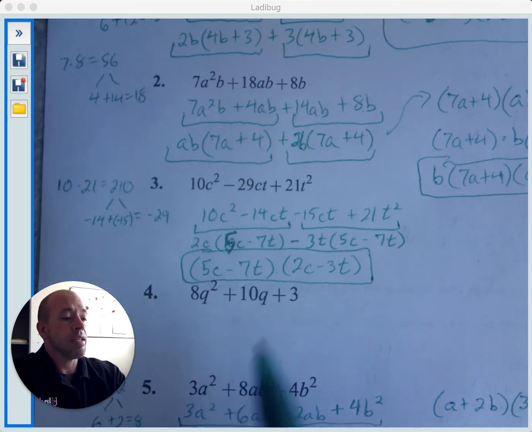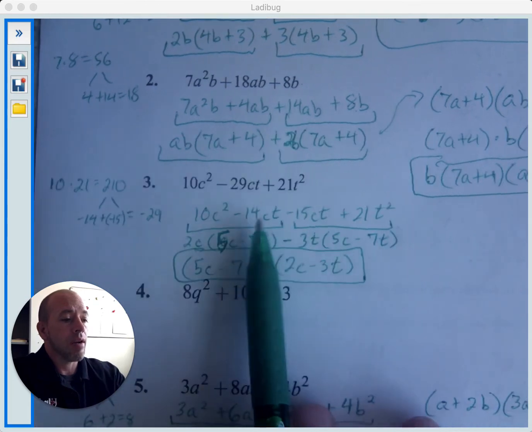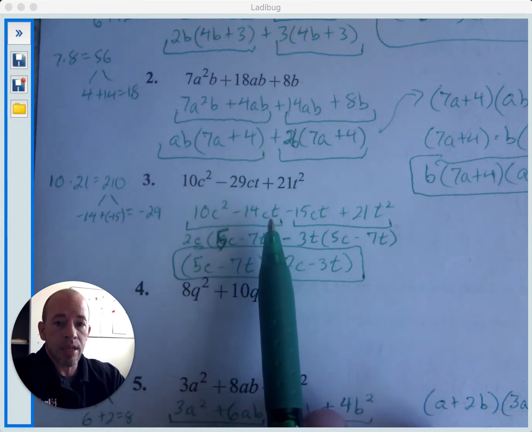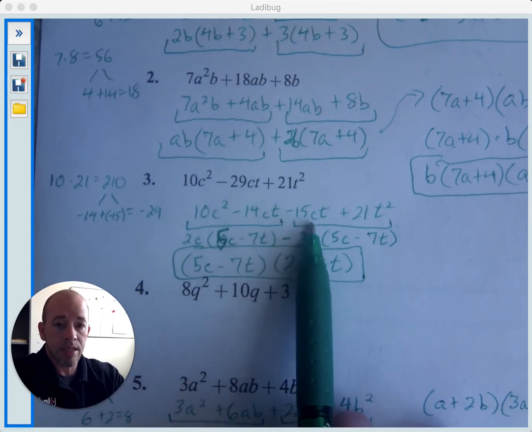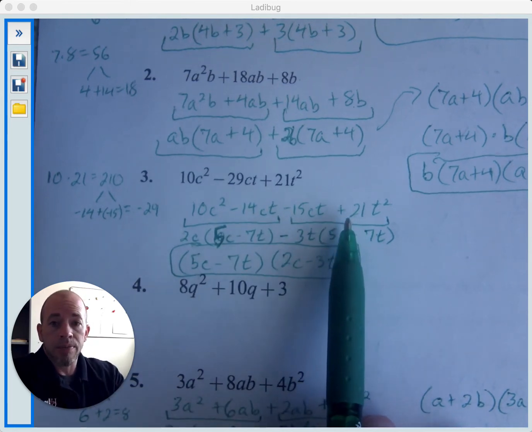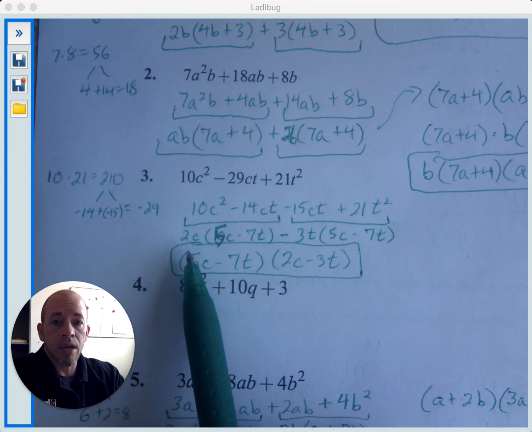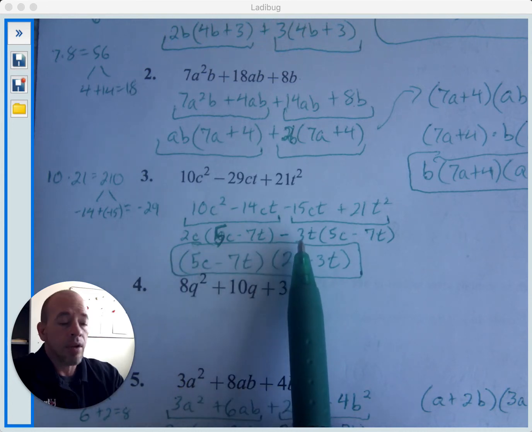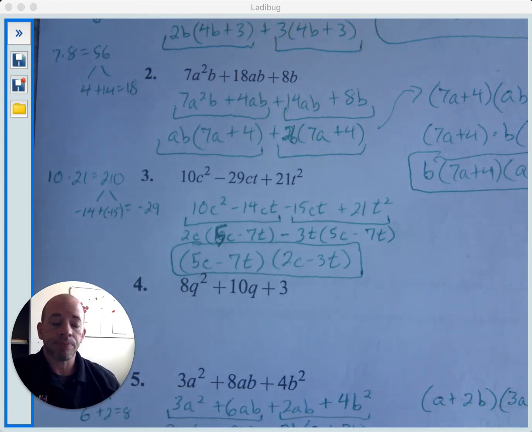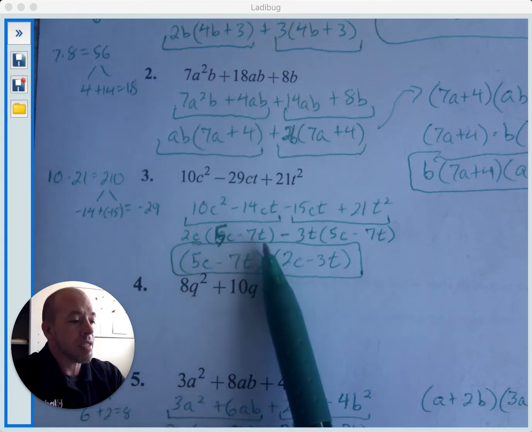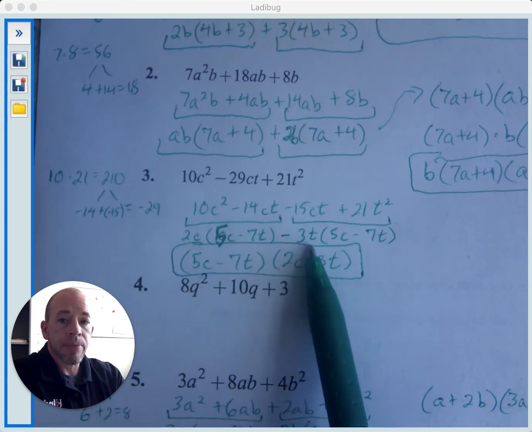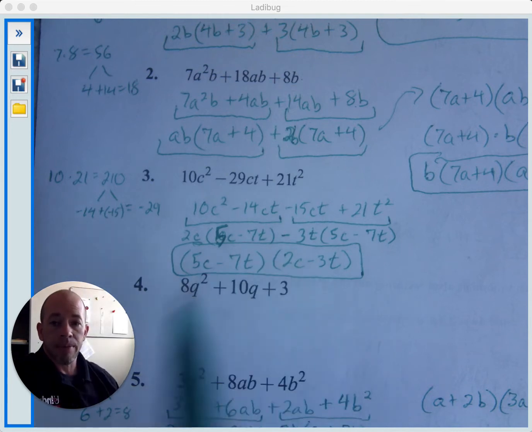So then I rewrite this with those two as our middle terms. We replace the negative 29 CT with negative 14 CT and negative 15 CT. Then we have four terms. We factor by grouping. We can take a 2c out of the first two, a negative 3t out of the second two, and in parentheses in both places you get a 5c minus 7t. So then we take the 5c minus 7t, factor it out, and we're left with the 2c minus 3t. And we have completely factored that one.